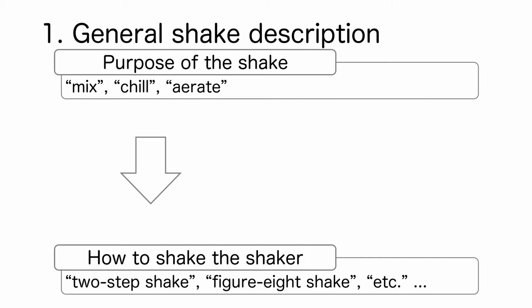After explaining that there are 1,000 different ways to shake the shaker depending on the bartender, an explanation of typical shaking techniques is given, including the two-step shake and the figure-8 shake. Additional explanations such as the importance of using the snap when shaking the shaker are also usually given.